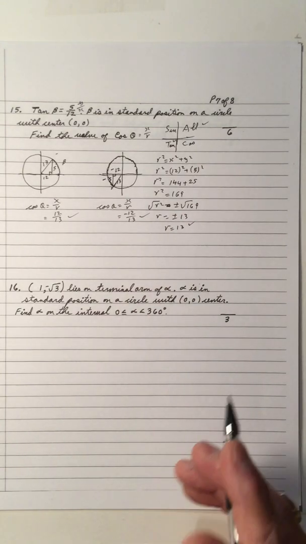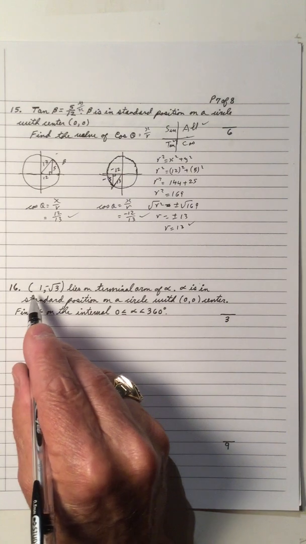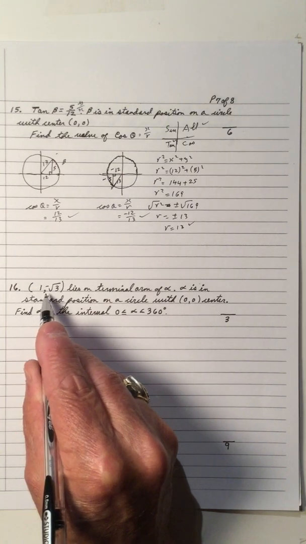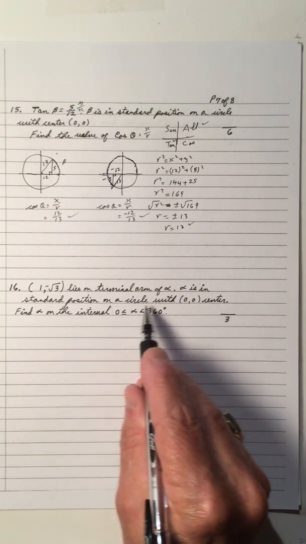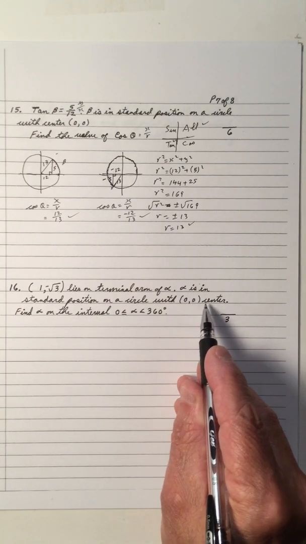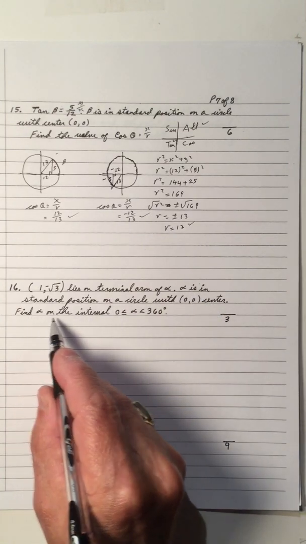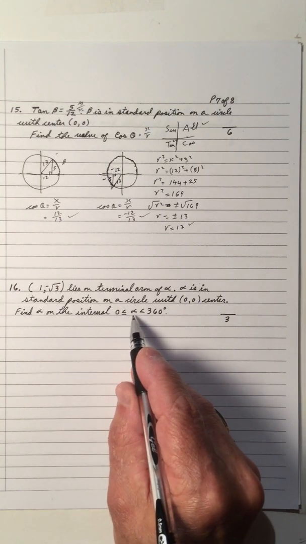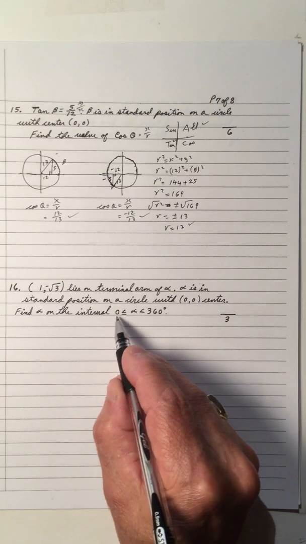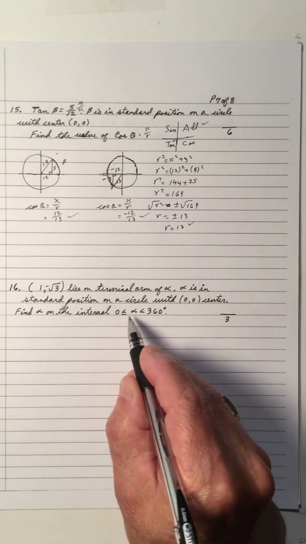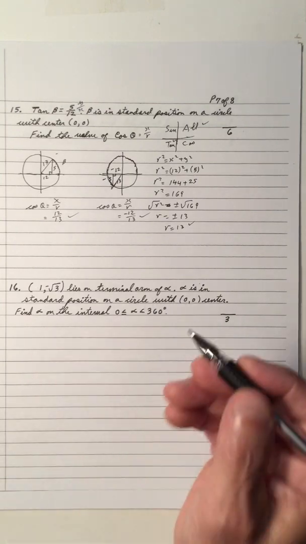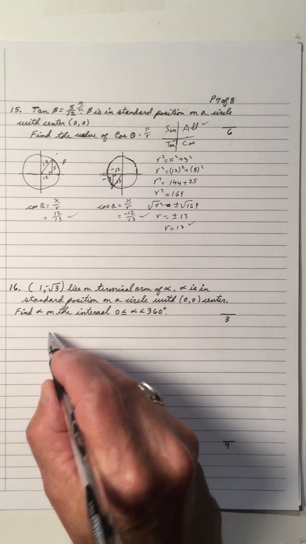Now we have another one to do. Again, the point (1, negative root 3) lies on the terminal arm of alpha. Alpha is in standard position on the circle with center 0, 0. Find alpha on the interval 0 less than or equal to alpha less than 360. That means alpha is between 0 and 360, or equal to 0. So we have to find a positive rotation.